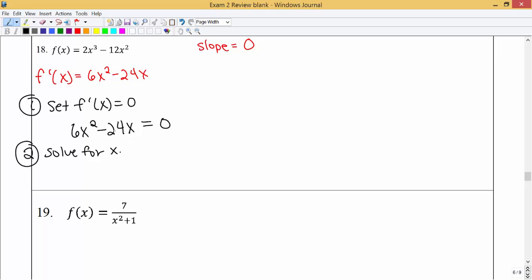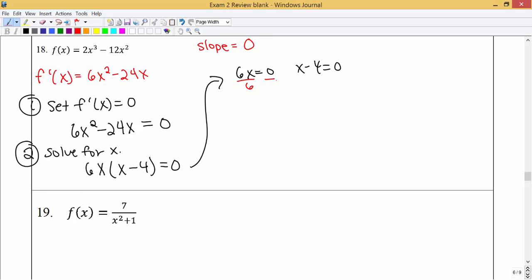We're going to solve this quadratic equation by factoring. I'm going to take out a greatest common factor first, which would be 6x. That leaves us with x minus 4. And as soon as we've factored it, we can set each one of those factors equal to 0, and we can solve each one of these individual equations for x.